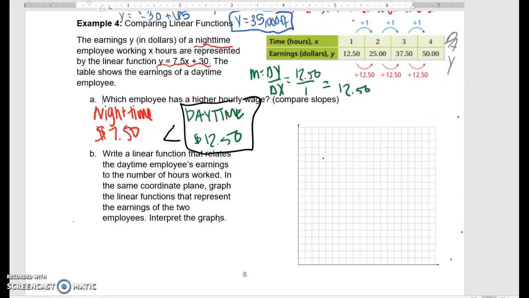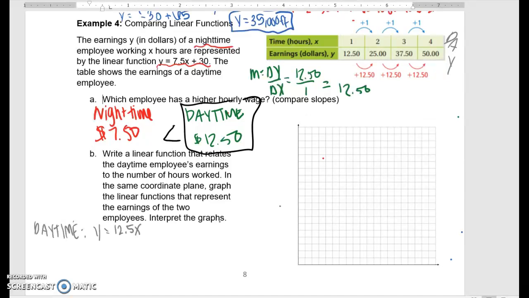Okay, part B. Write a linear function that relates the daytime employee's earnings to the number of hours worked. So that's the first part. So I need to write an equation for daytime employees. We already know that the slope is 12.5. So now we just have to figure out what the y-intercept is.